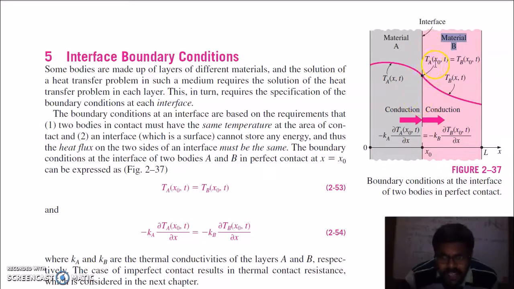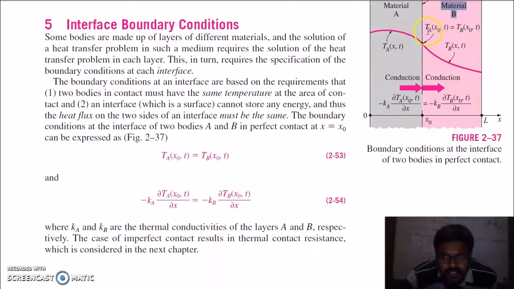This means TA(x0, t) is equal to TB(x0, t), where x0 is the contact where two surfaces meet each other. So this is your first boundary condition, that at the contact point the temperature is the same. And the second boundary condition is that the amount of heat transfer from this surface must be equal to the amount of heat transfer from this surface.